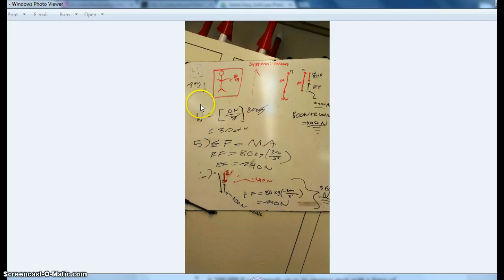So since we know the mass, we could put into the equation weight equals 10 newtons per kilogram times mass, which gives us 800 newtons.